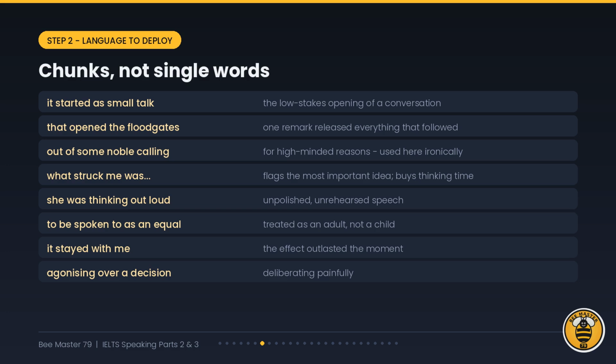These are the phrases the answer will deploy. Learn them as whole chunks with their meanings, and they will transfer to dozens of other cue cards. "It started with small talk": the low-stakes opening of a conversation. "That opened the floodgates": one remark released everything that followed. "Out of some noble calling": for high-minded reasons. "Ironically, what struck me was": a flag for the most important idea. "Thinking out loud": polished, unrehearsed speech. "To be spoken to as an equal": treated as an adult, not a child. "It stayed with me": the effects outlasted the moment. "Agonizing over a decision": deliberating painfully.